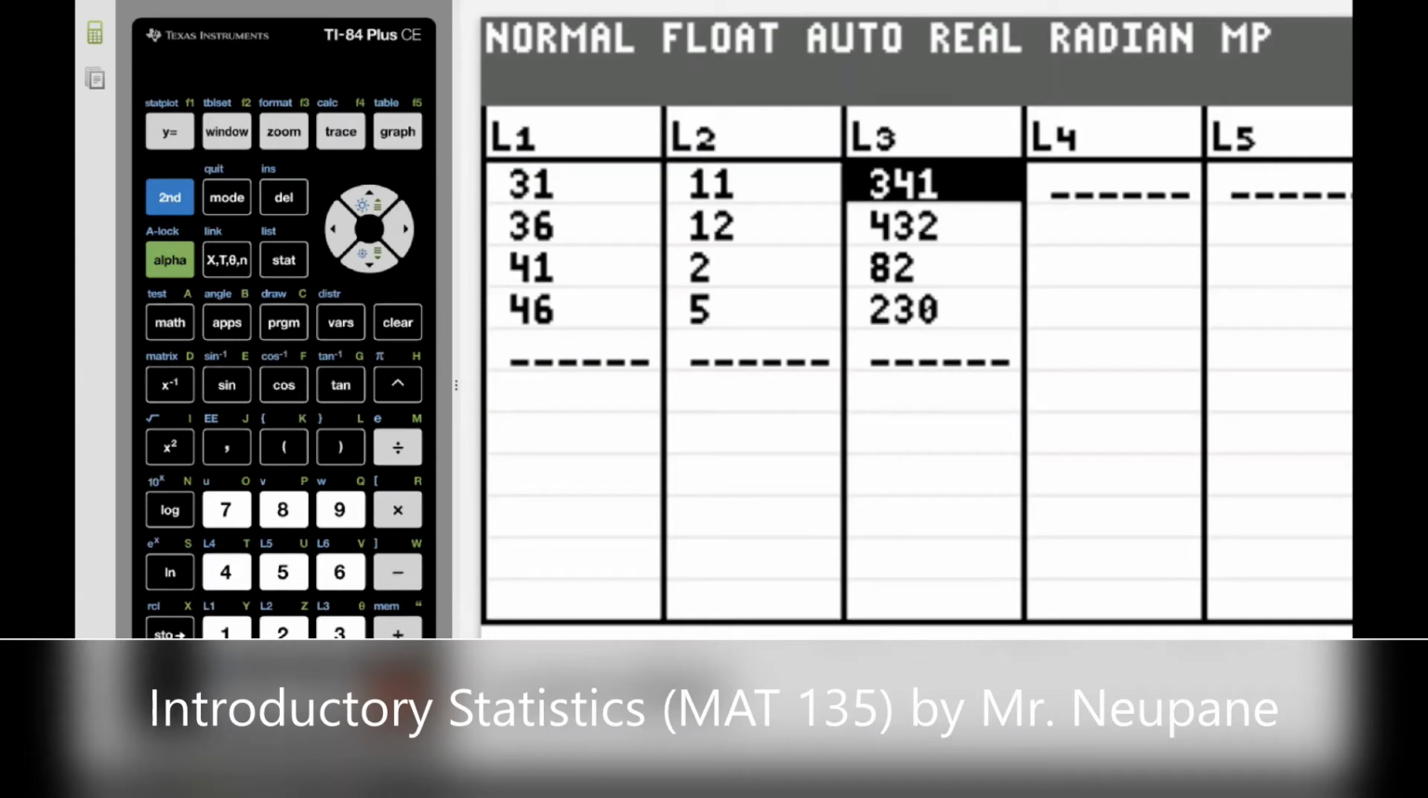What did you see? Everything that we have done before, right? So this is quick and easy in calculator. So you can write like this.